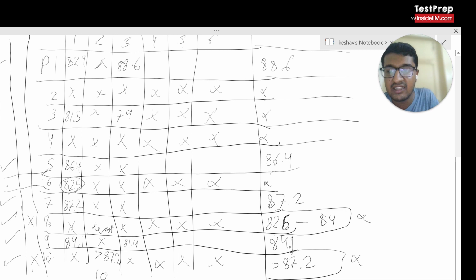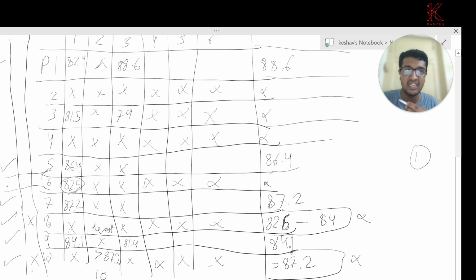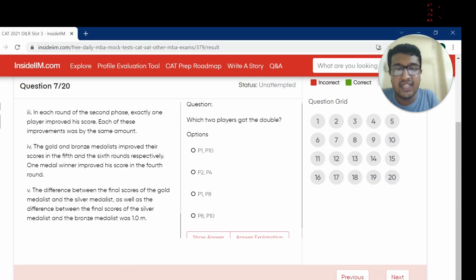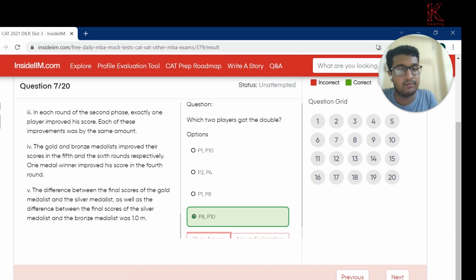So, at the starting of the round 4, he must have thrown first. He must have thrown first, right? Because he was at the last position, and in the round 4, whoever is last throws first. So, 8 must have thrown 2 times consecutively. Remember that. Out of the given players, they have specifically mentioned that only out of the given players you have to consider. So, 8 must have got the double in round 4 or at the end of round 3 or at the beginning of round 4. So player P8 and P10 is your answer. Okay.